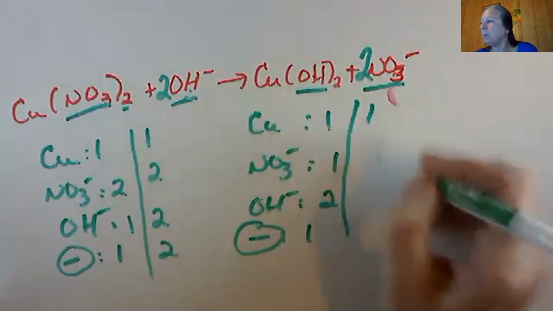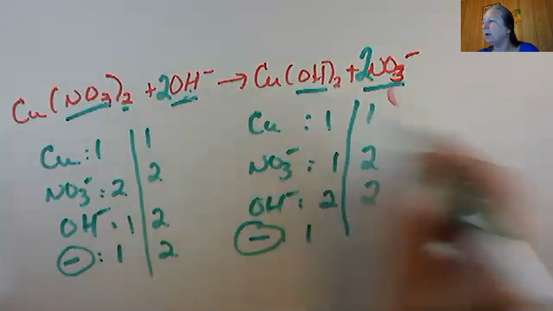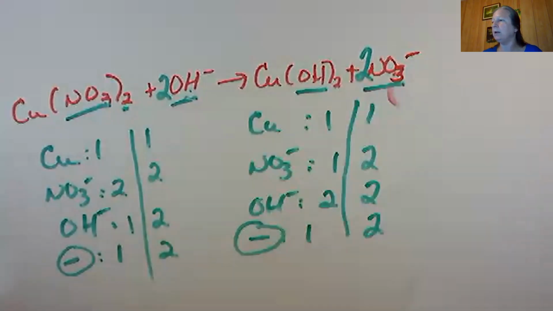So I have 1 copper. I now have 2 nitrate groups. I still have 2 OH, and I have 2 negative. So now I am balanced. So when you have a charge in your reaction, you have got to put that on inventory. And you have to make sure that it is balanced as well. If it's not, your reaction's not correct.